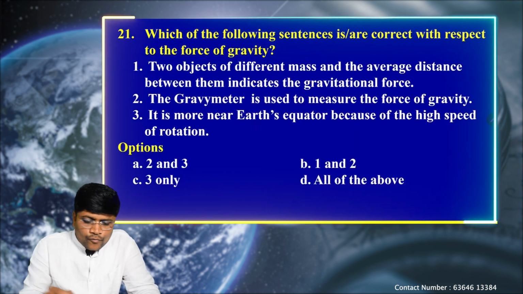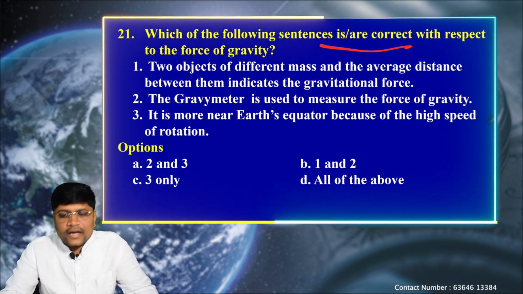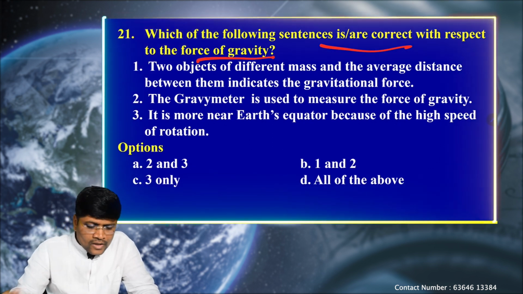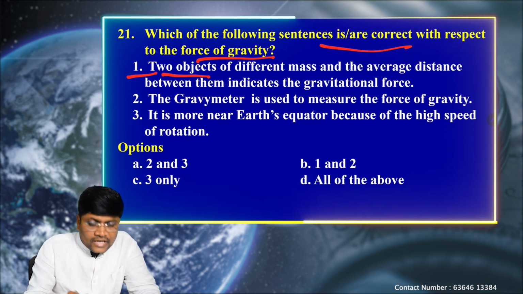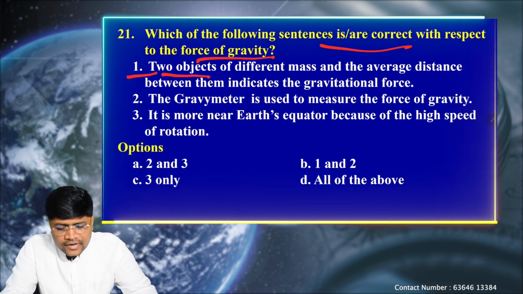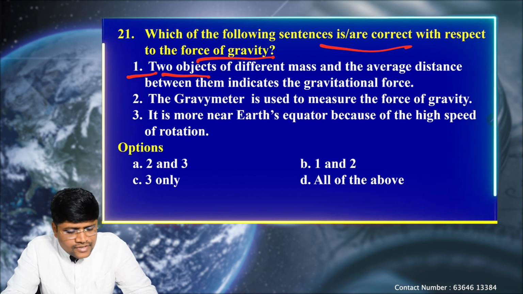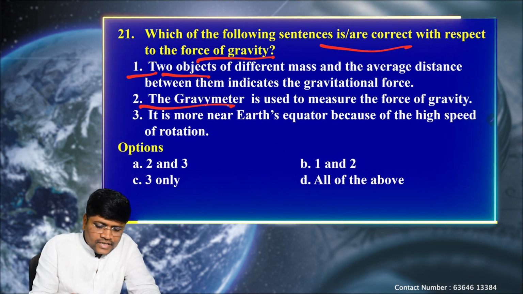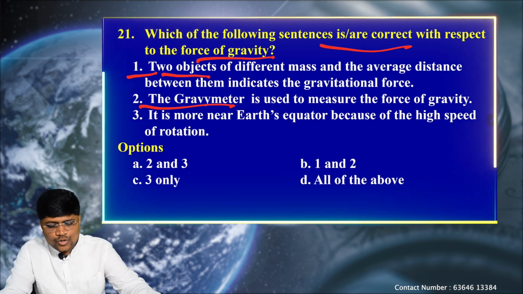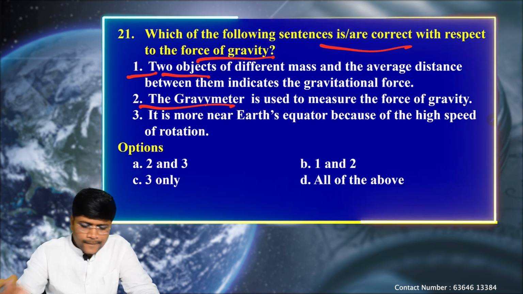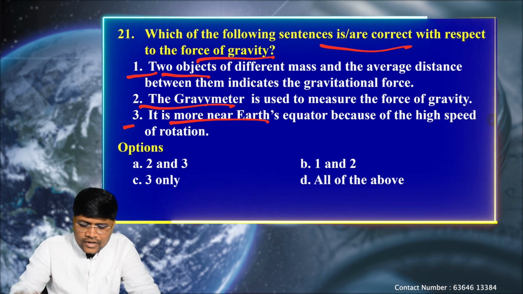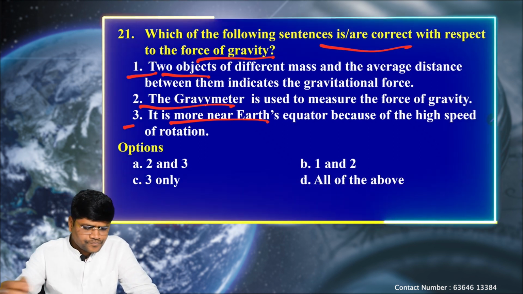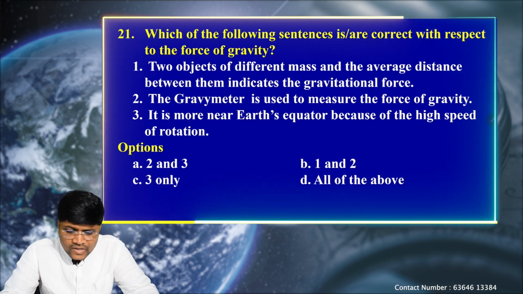Next question. Which of the following sentences are correct with respect to the force of gravity? Okay. The first statement says that two objects of different mass and the average distance between them indicates the gravitational force. Second statement, the gravimeter is used to measure the force of gravity. And the third one, it is more near the Earth's equator because of the high speed of rotation. So let's see the explanation.